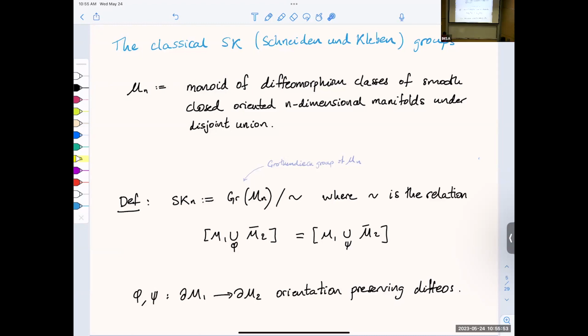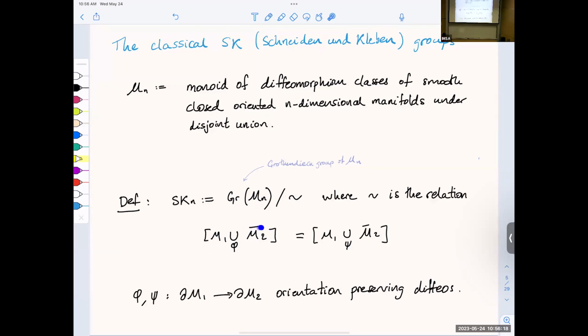And what you do is you take the Grothendieck group of that monoid and you quotient by a certain relation. What relation? Well, the relation is exactly the cut and paste relation that I was explaining a moment ago. So what you see here is two pieces. This is one manifold with boundary. This is another manifold with a diffeomorphic boundary.